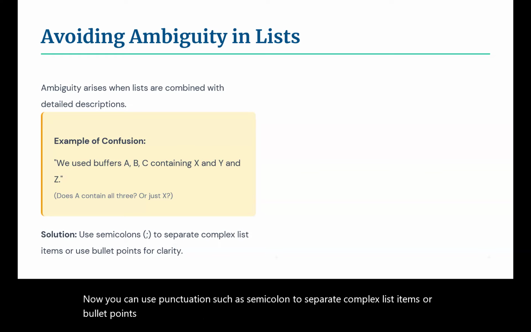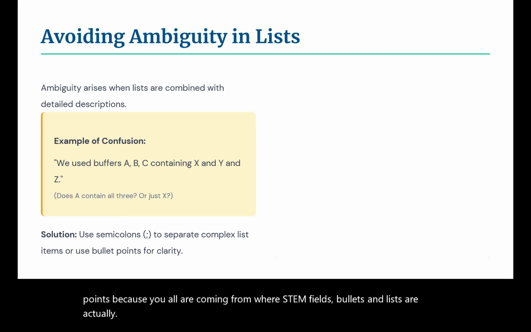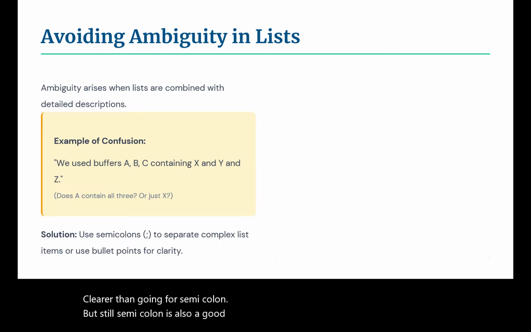I think the best way is not to go for semicolons, but for bullet points, because you all are coming from where? STEM fields. Bullets and lists are actually clearer than going for semicolons. But still, semicolons are also a good way to break between lists.